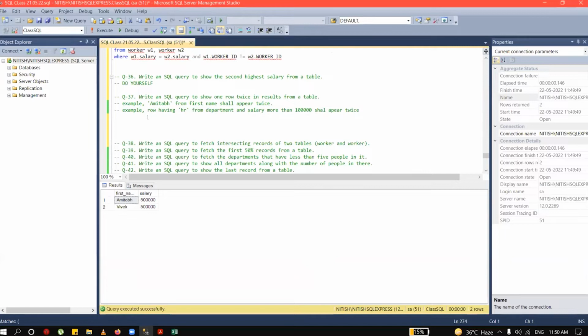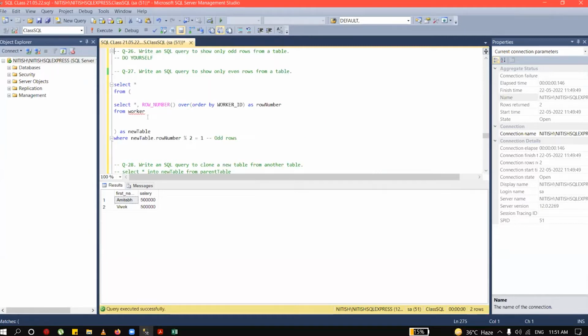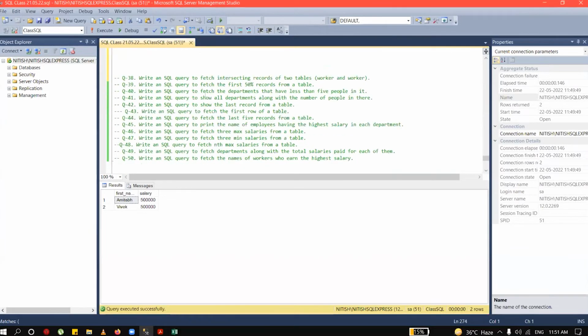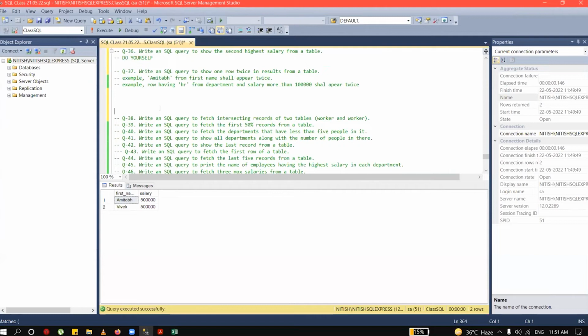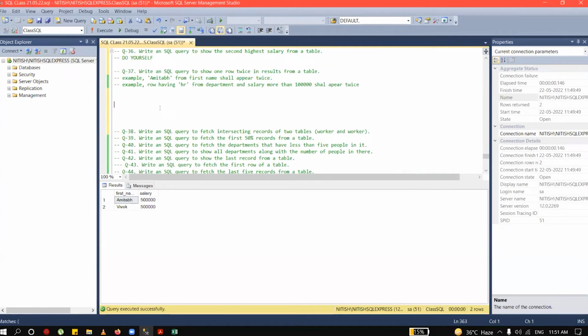So next thing is, write an SQL query to show one row twice in results from a table. Example, Amitabh from the first name shall appear twice. Row having HR from department and salary more than 1 lakh shall appear twice. Actually, here I am looking for the union function. So taking any one example, there are two examples, you can take any one of them.